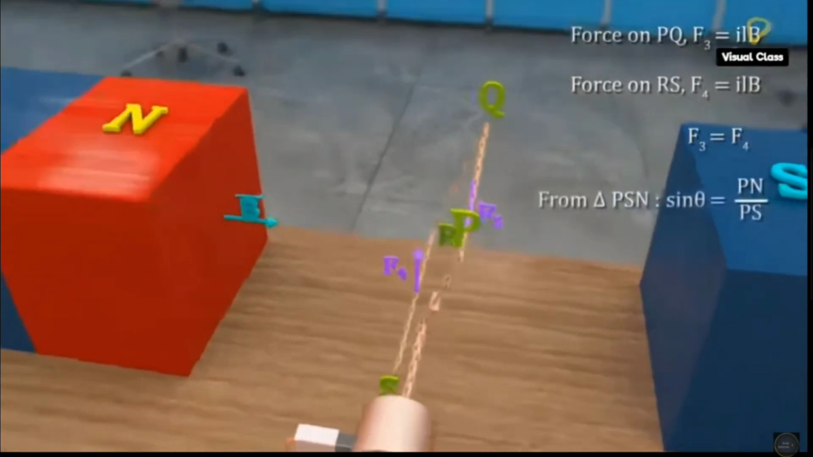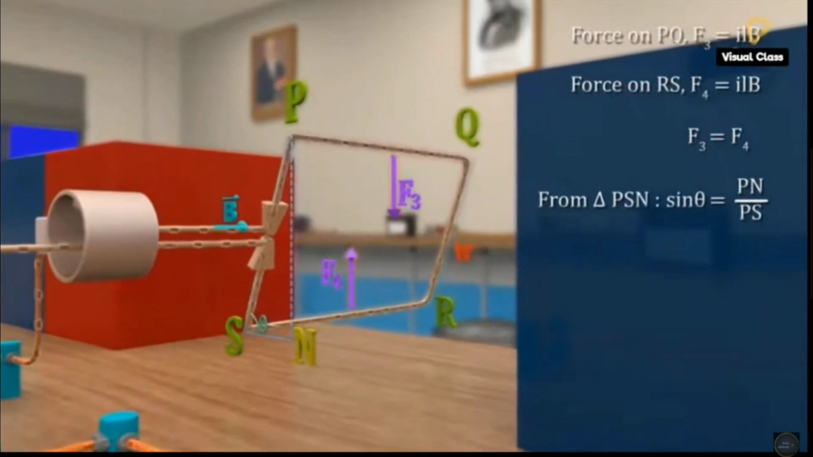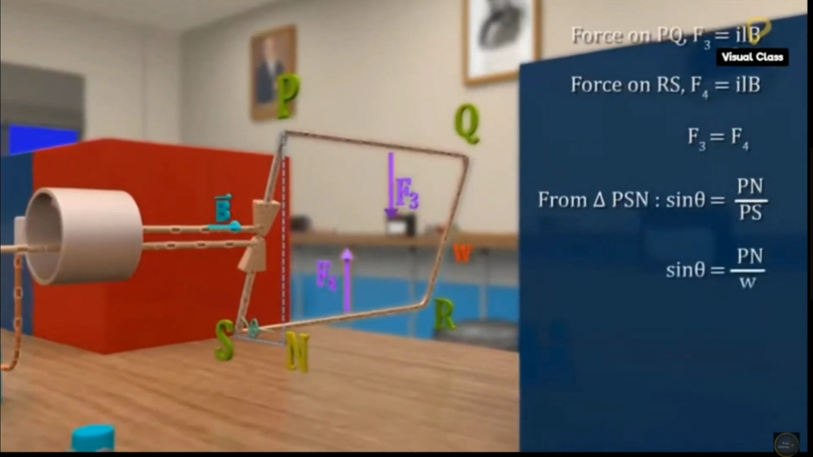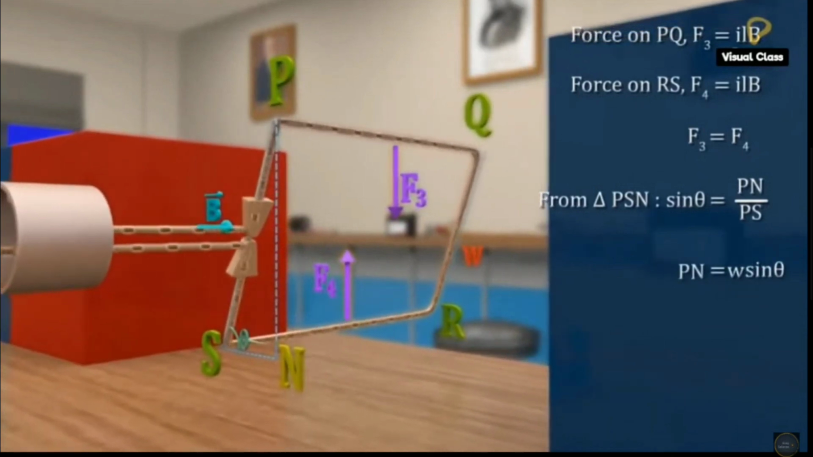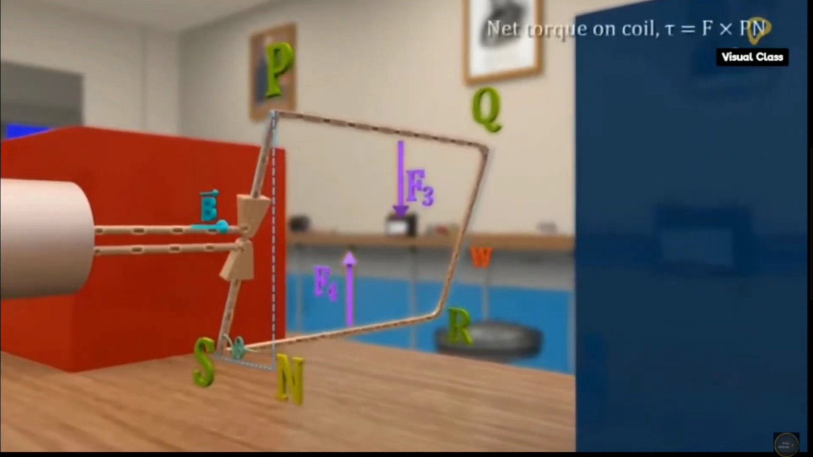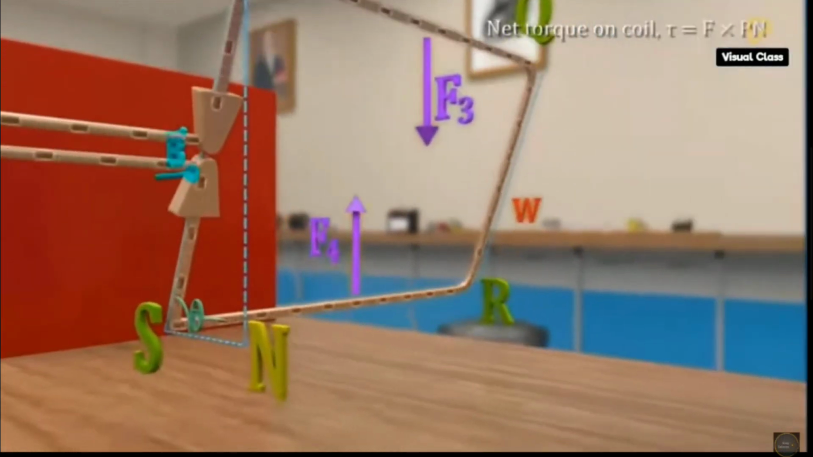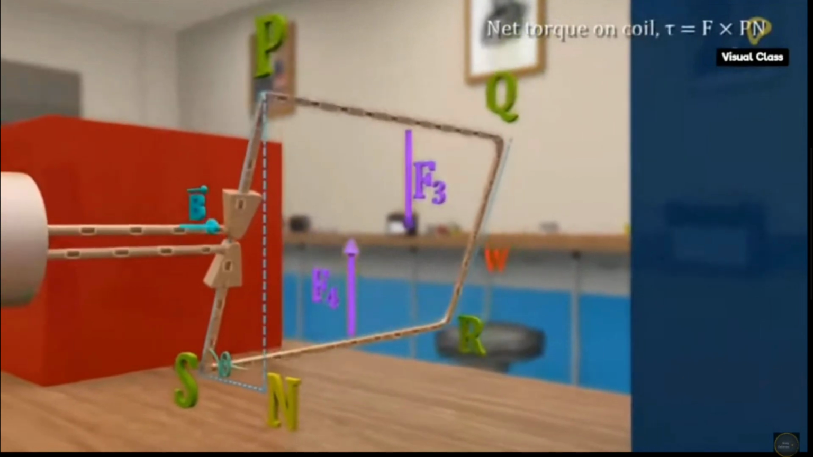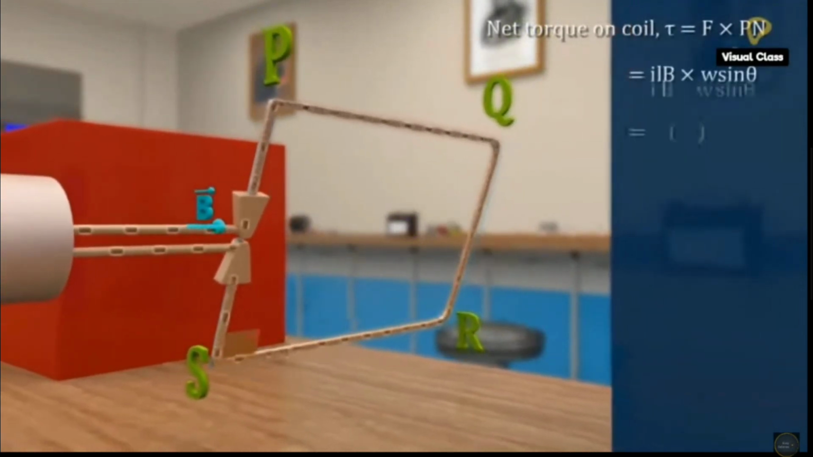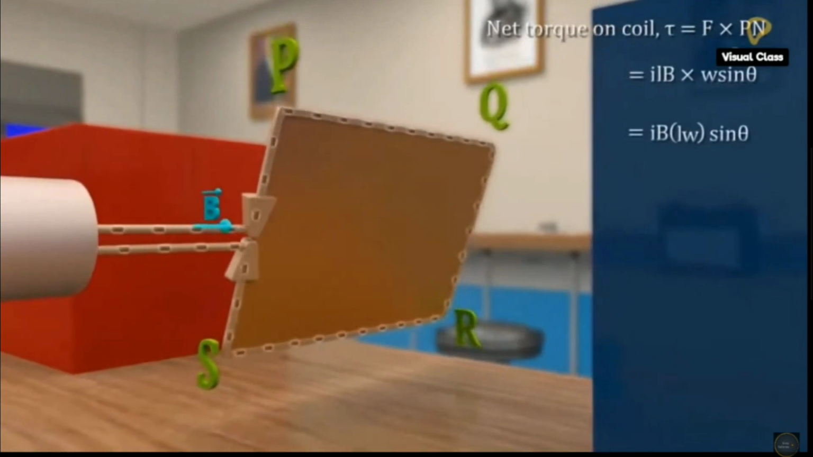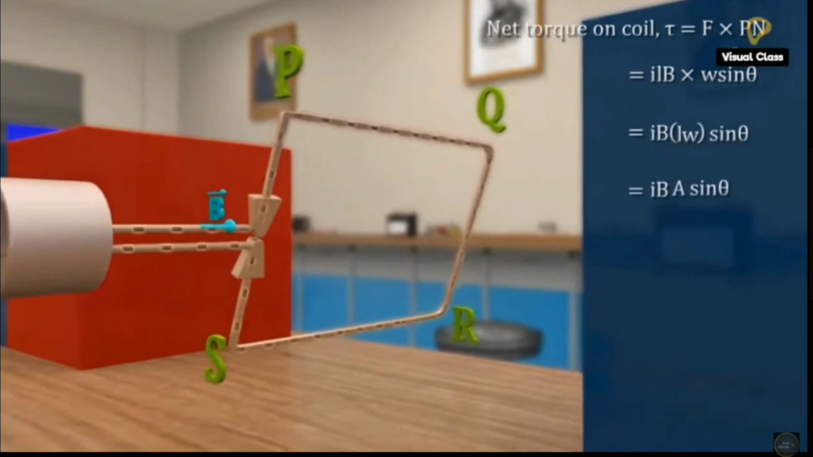direction. From triangle PSN, sin theta is equal to PN by PS. This gives the distance between the forces, PN equal to W sin theta. Net torque acting on the coil is equal to the product of magnitude of force and the perpendicular distance between the forces. WL is equal to area of the loop. Hence, torque on the coil is equal to IBA sin theta.